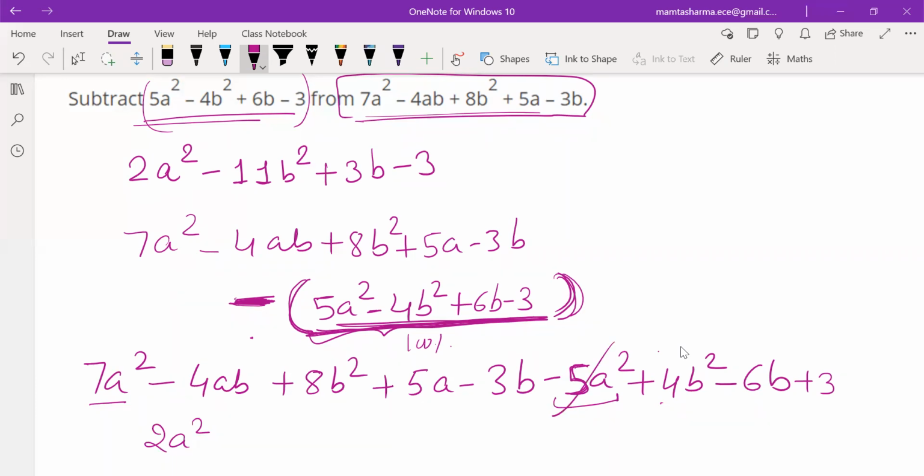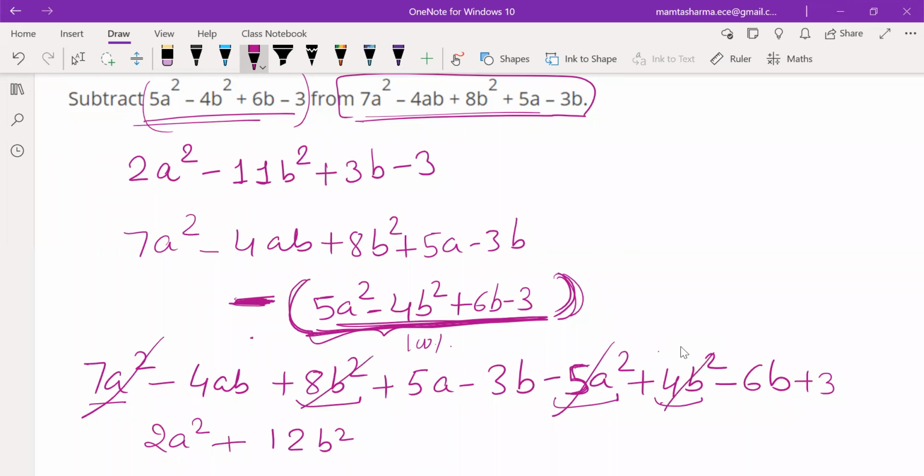Now Nityashri. You can cut these terms. We have considered this term, you can cut this term. What would be the next term? Like terms. Ma'am, 8b square and 4b square, they both are plus. So they will be added or subtracted? Added. So what would be the result? Plus 12b square. Okay. So you can cut these two terms.